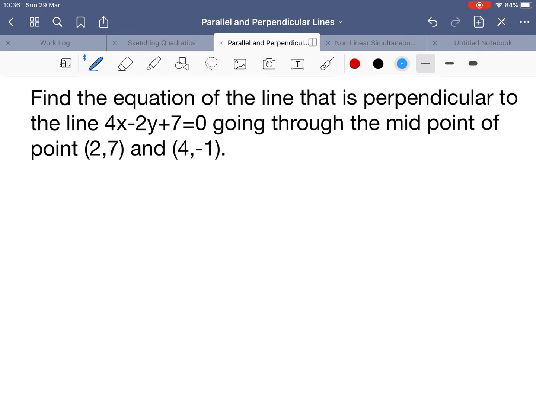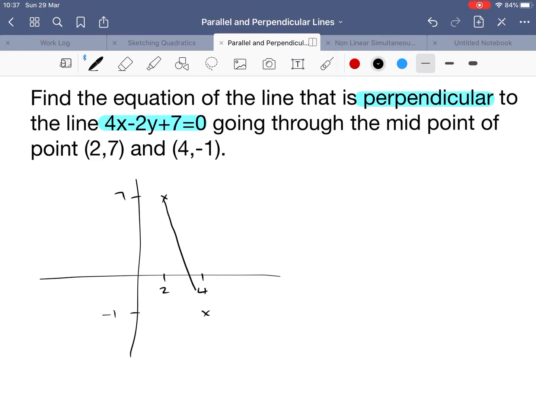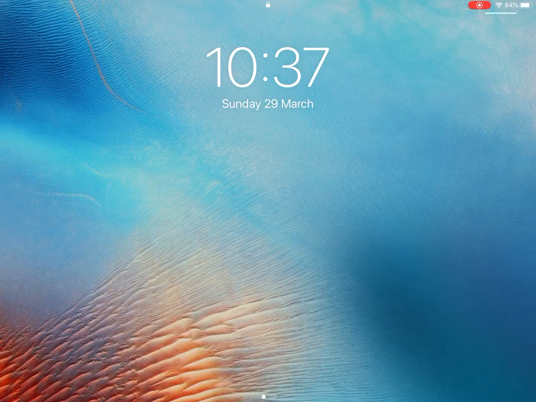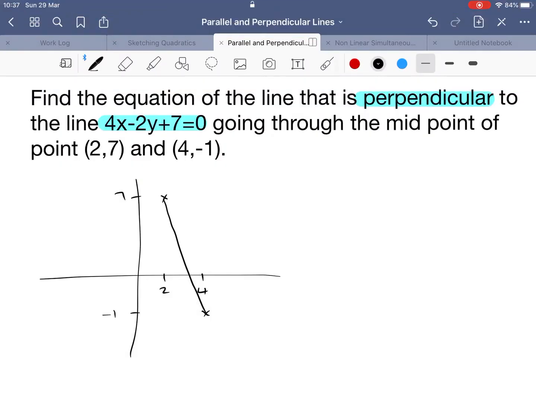So we want to find the equation of the line that is perpendicular to the line 4x minus 2y plus 7 equals 0, going through the midpoint of points (2, 7) and (4, minus 1). As soon as we get questions like this, I'll be honest, I probably draw a bit of a diagram because I've got 2 points. So I've got the point (2, 7) and (4, minus 1). Oops, sorry, turn my screen off. I'm going to have to find that midpoint there.